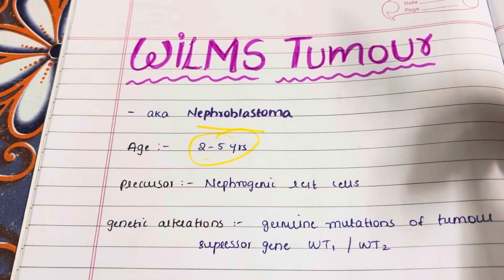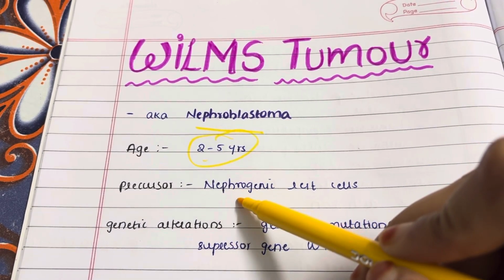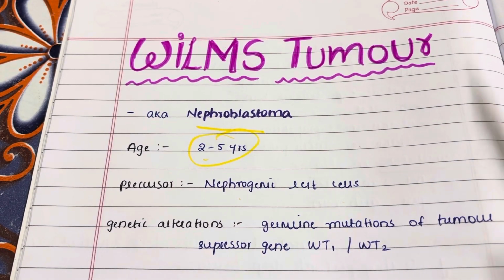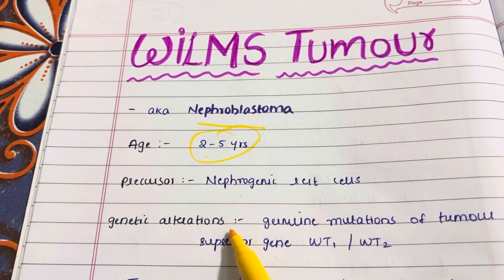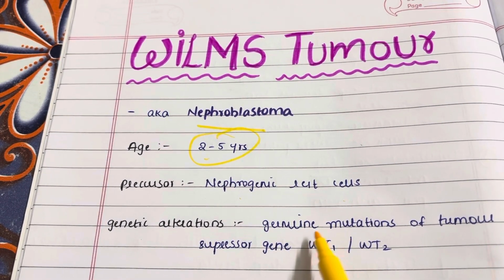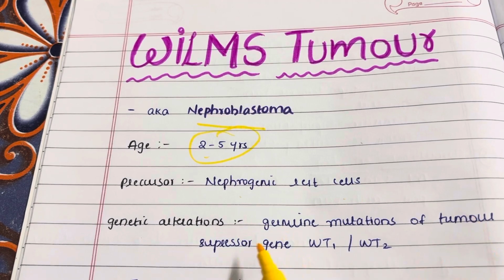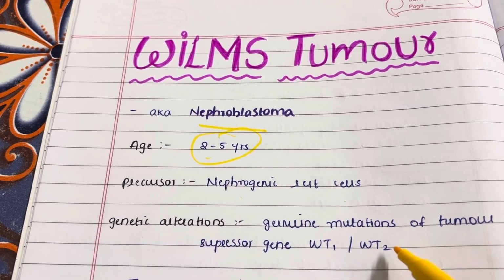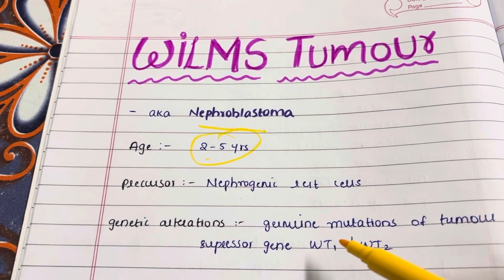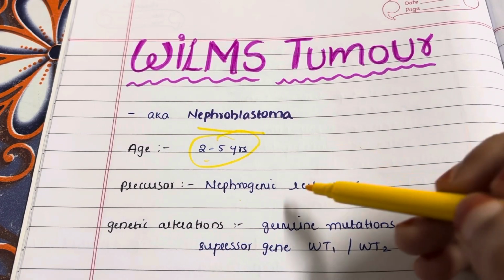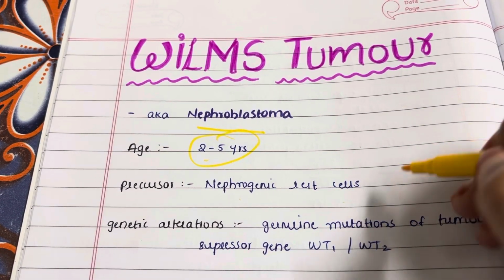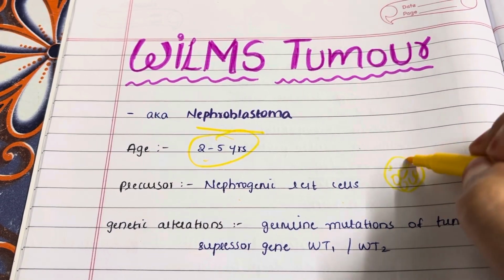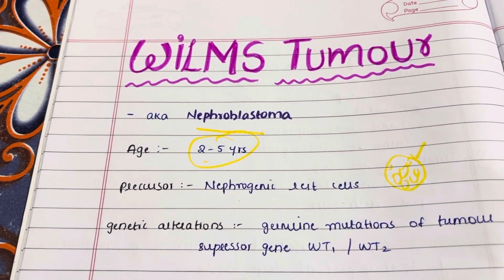Now the precursor cells are the nephrogenic rest cells. So these are the precursor cells. What will happen is there are genetic alterations, meaning germline mutations of the tumor suppressor gene, that is Wilms tumor 1, WT1 and WT genes. Because of these genetic alterations, these nephrogenic rest cells will proliferate more and more in number and will cause a tumor.